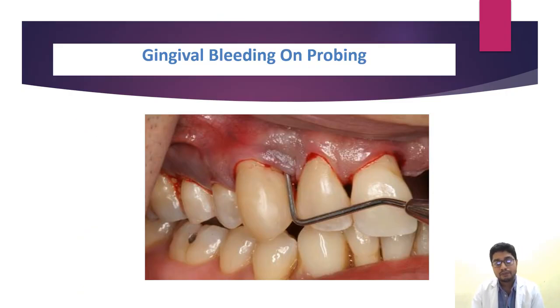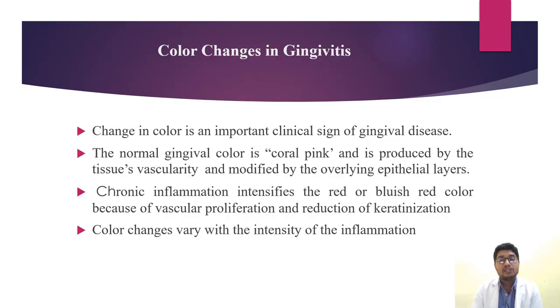So this is a picture of probing. While you are probing, see the bleeding over the interdental areas. Now, the color changes in gingivitis: what are the color changes you can normally see in the gingiva? Normally, the color of the gingiva is coral pink. This normal color is produced by tissue vascularity and modified by the overlying epithelial layers. But in chronic inflammation, the color intensifies to red or bluish red because of the vascular proliferation, which we studied in the first and fourth stages of gingivitis.